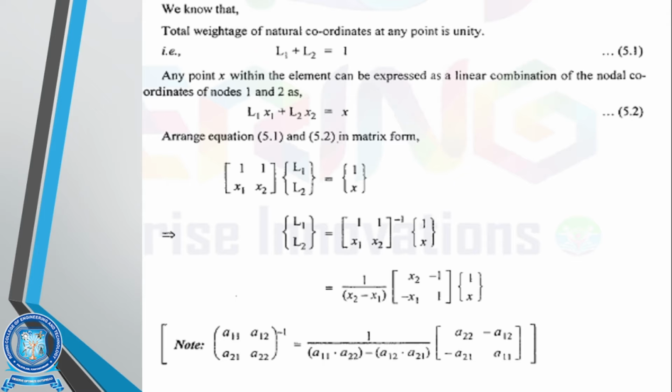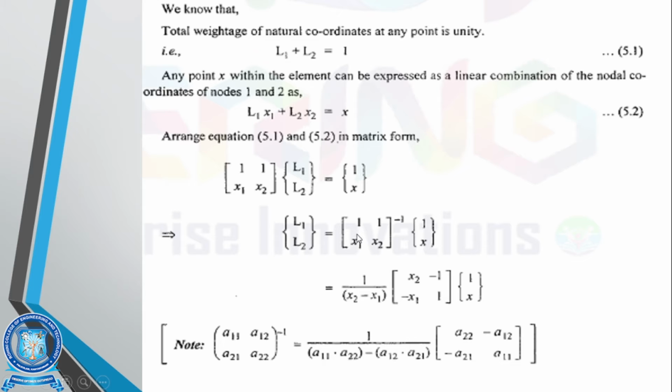Here the total weightage of the natural coordinates at any point is unity, which is L1 plus L2 is equal to 1. Any point x within the limit can be expressed as a linear combination of the nodal coordinates of nodes 1 and 2 as L1 x1 plus L2 x2 is equal to x.